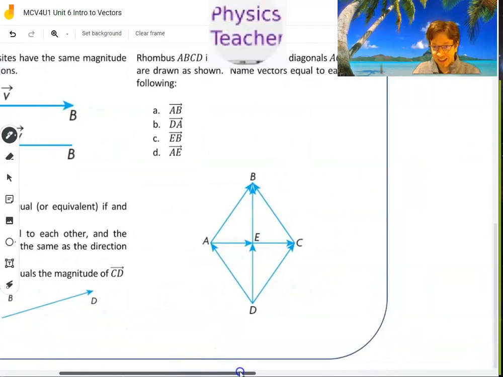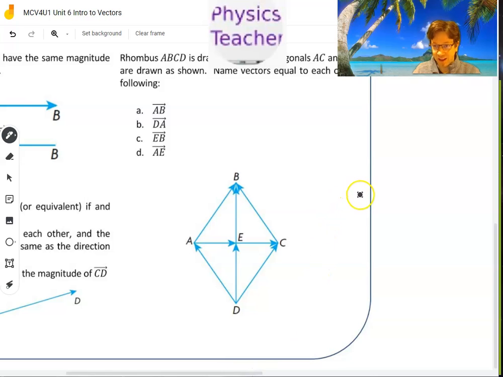So if we were to look at this rhombus here, and here we have a vector, AB. So that is right here. Right? So there's AB. And if we were to look for an equal vector to AB somewhere on the rhombus, you'd see that DC works pretty well. So those two vectors would be equal vectors.